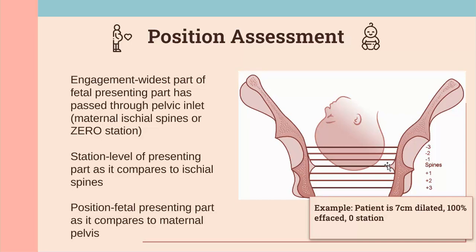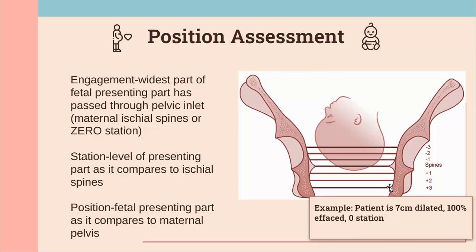So the station is talking about the level of the presenting part as it compares to these ischial spines that you can sometimes feel in an internal cervical exam. The position is the fetal presenting part as it compares to the pelvis again. So engagement is when the widest part hits those ischial spines, which is 0. Station is what level they are at. You can either be above that, which would put you at a negative station, or you can be below that, which would put you at a positive station and closer to that pelvic outlet and closer to that perineum and vagina or vulva.